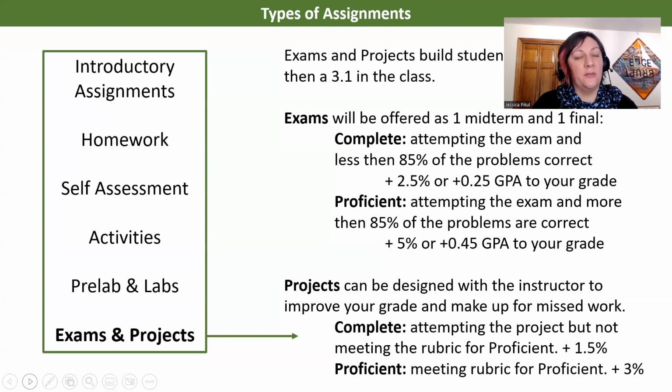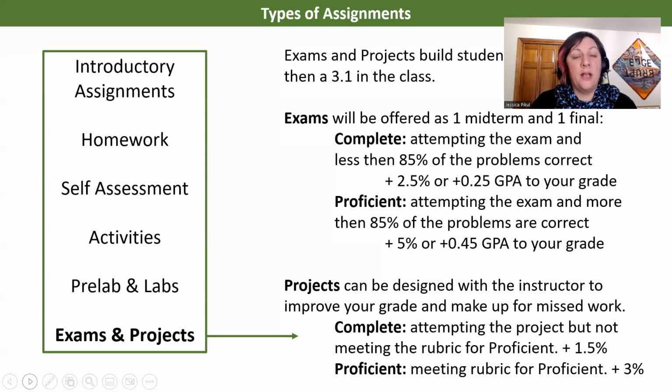The first one will be on the first 5 chapters, the second on the second 5 chapters that we cover. Coming into class, attempting the exam and earning 30 to 85% will get you a complete grade on it, and that will increase your GPA by 0.25 points. You can also think about it as a 2.5% increase on your grade, or added percentage points. And if you earn more than 85% on the problems, then you'll get a 0.45 GPA boost or a 5% bump up.